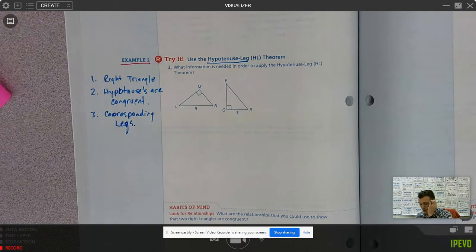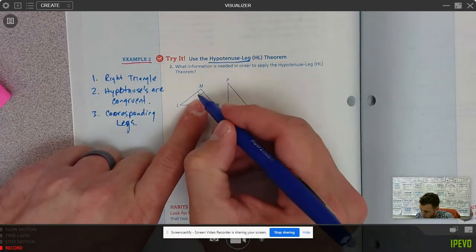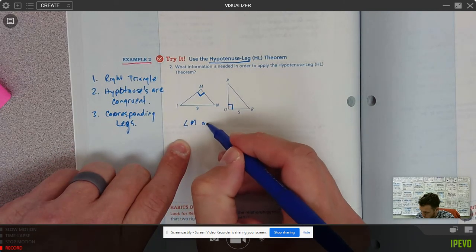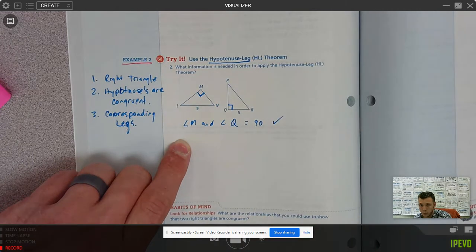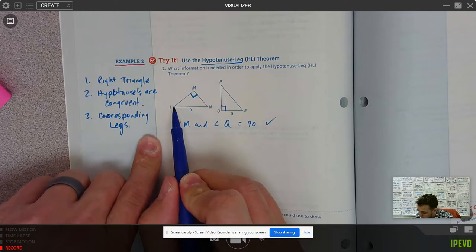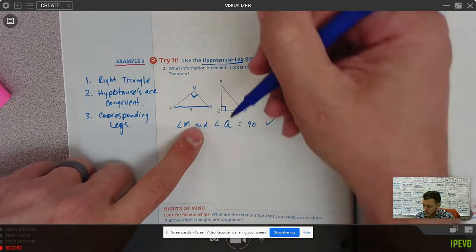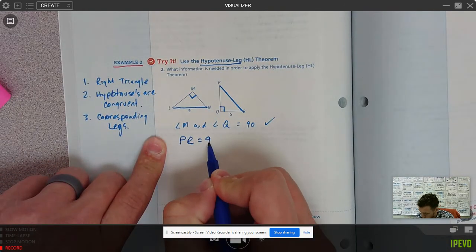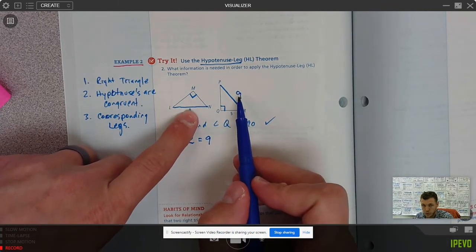Okay, so if we look at this right here, we already know that angle M and angle Q equal 90 degrees, right? So they're both right triangles. Okay, next, we know that the hypotenuse, which is the side opposite 90 degrees, is 9, right? So the hypotenuse in the other triangle, PR, also has to equal 9. Okay, so right now we know our hypotenuses are congruent, and we have to have another leg.